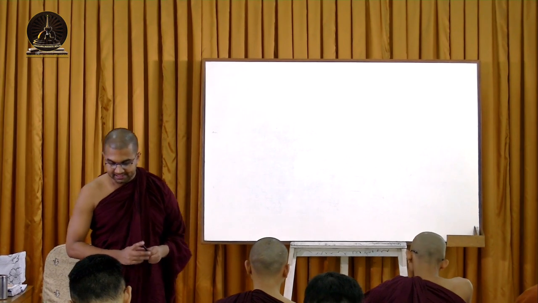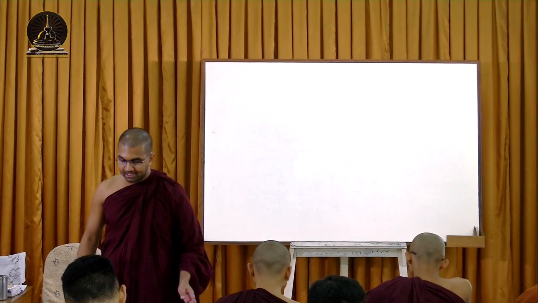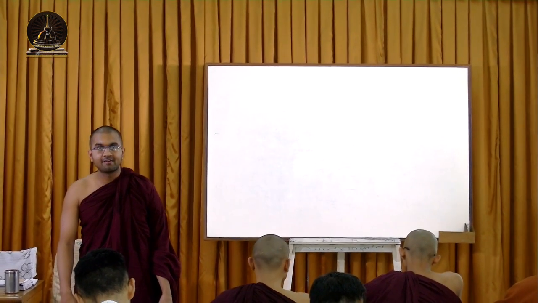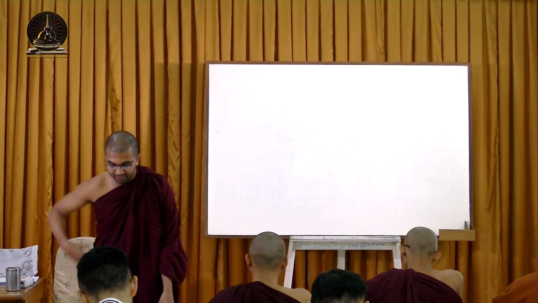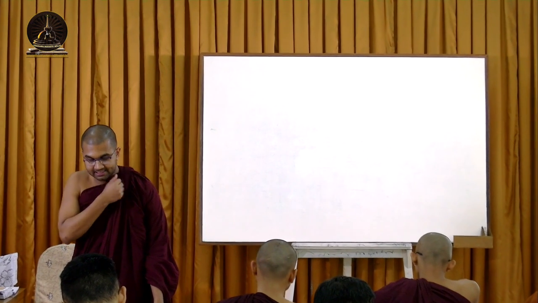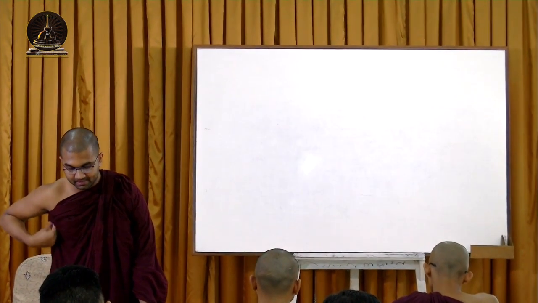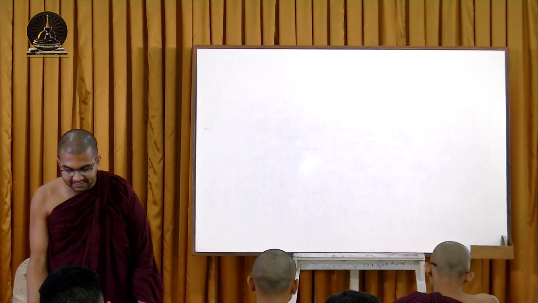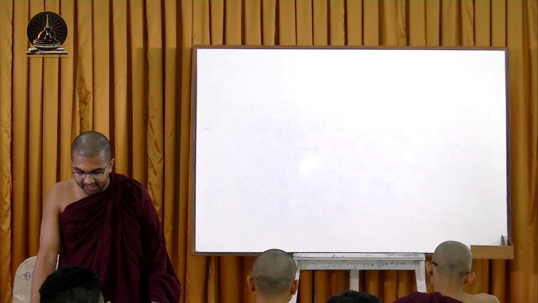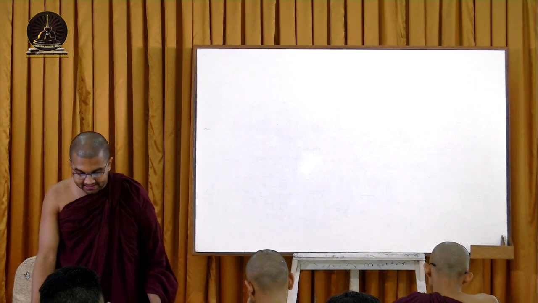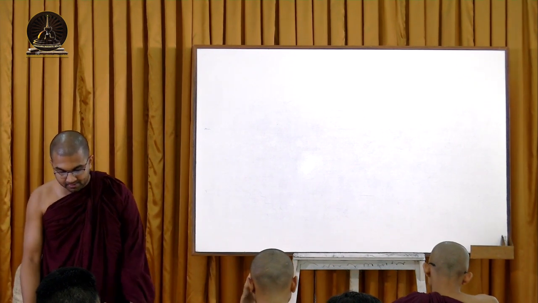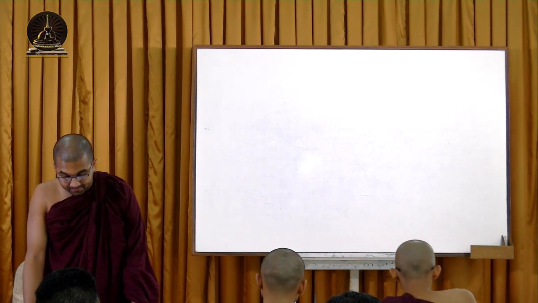What are these kiccas? Paṭisandhi, function of rebirth-linking. Bhavaṅga kicca, function of life-continuum, causing the life, the mind stream, to continue. Avajana kicca, function of adverting. Dassana kicca, function of seeing. Savana kicca, function of hearing. Ghayana kicca, function of smelling. Sayana kicca, function of tasting. Phusana kicca, function of touching.